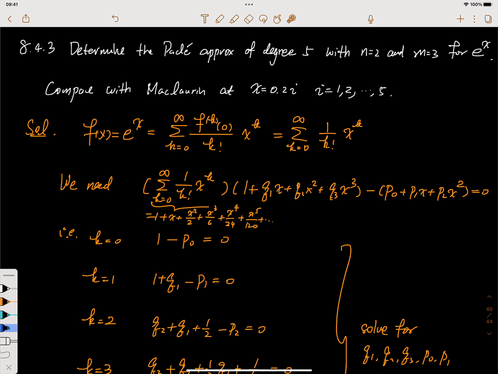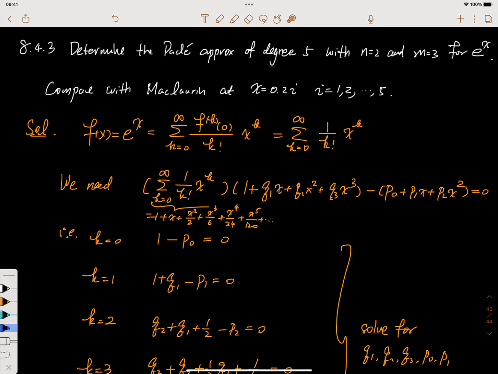Problem 8.4.3. We need to determine the Padé approximation of degree 5, with n equals 2 and m equals 3, for this function e to the x. So n equals 2 means the numerator degree should be 2, and the denominator degree should be 3.